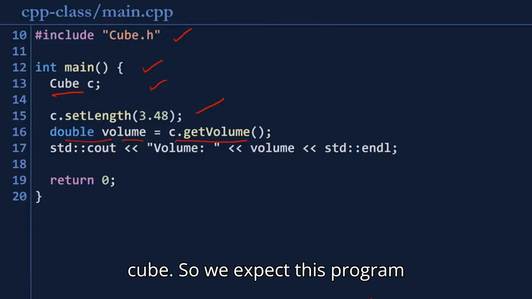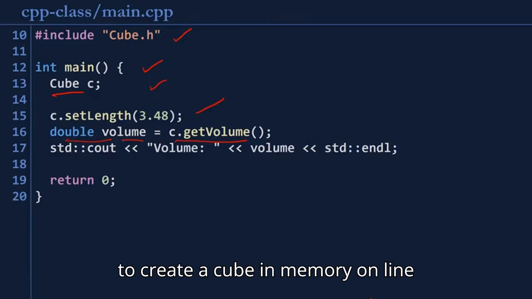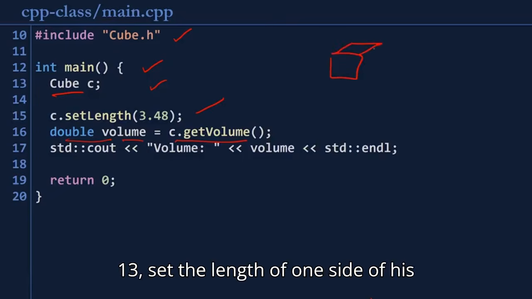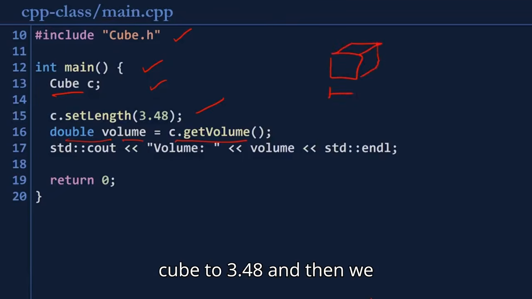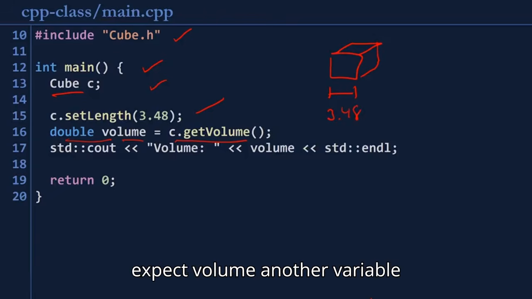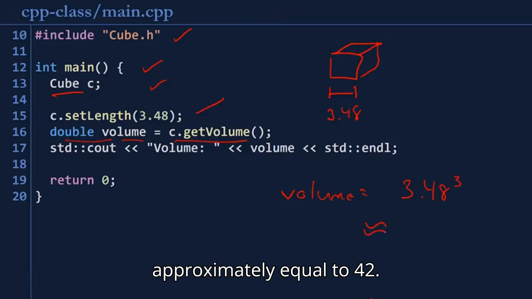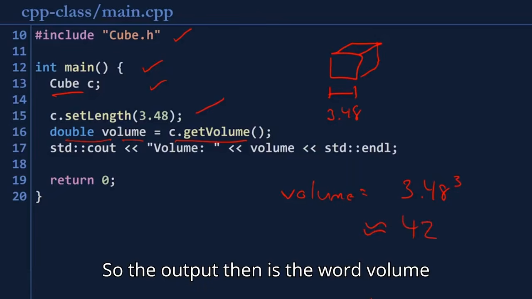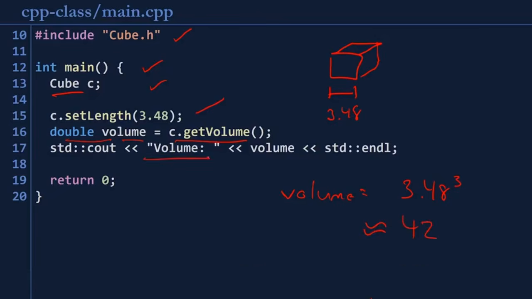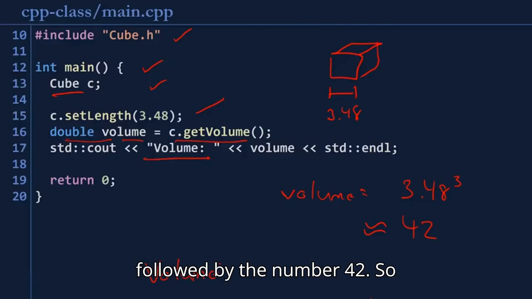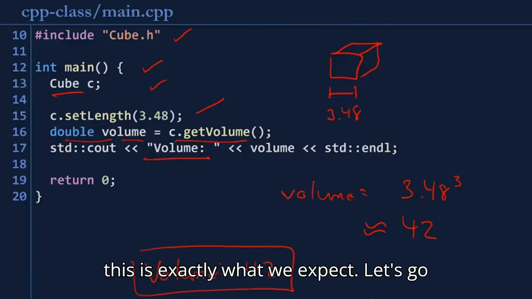So we expect this program to create a cube in memory on line 13, set the length of one side of this cube to 3.48, and then we expect volume, another variable, to be equal to 3.48 times 3.48 times 3.48, which is approximately equal to 42. So the output then is the word volume followed by the number 42. So this is exactly what we expect.